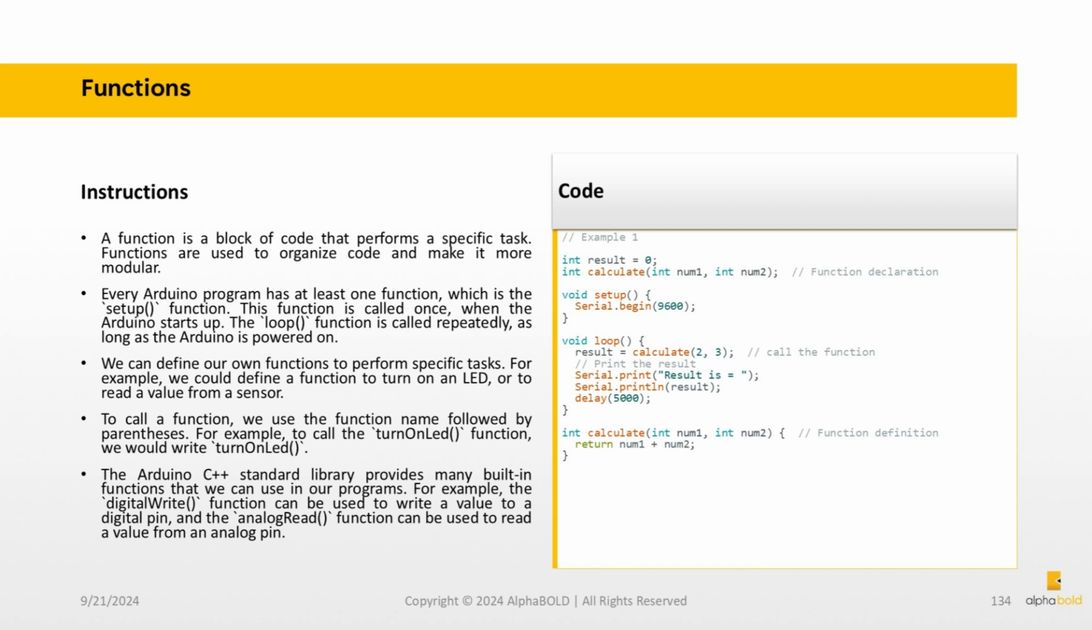The Arduino C++ standard library provides many built-in functions that we can use in our programs. For example, the digitalWrite function can be used to write a value to a digital pin, and the analogRead function can be used to read a value from an analog pin.